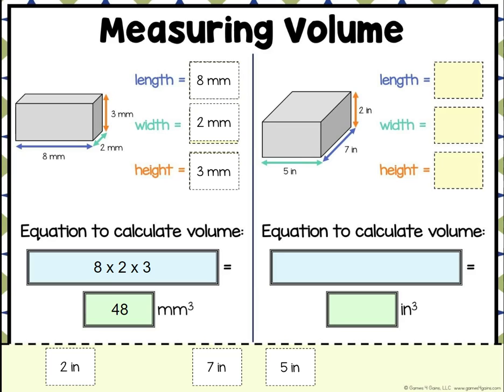So for the first rectangular prism, I'm just going to drag the same measurements to the top. The length was 8 millimeters, the width was 2 millimeters, and the height was 3 millimeters. And the equation would be 8 times 2 times 3, length times width times height, would give me 48 millimeters cubed.